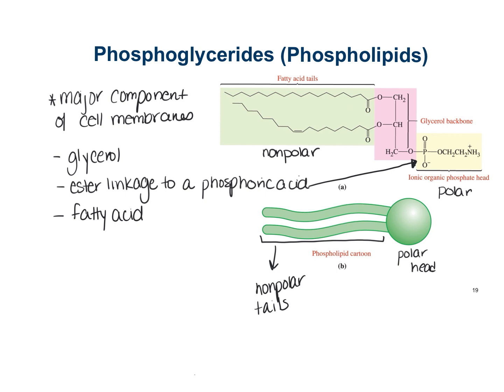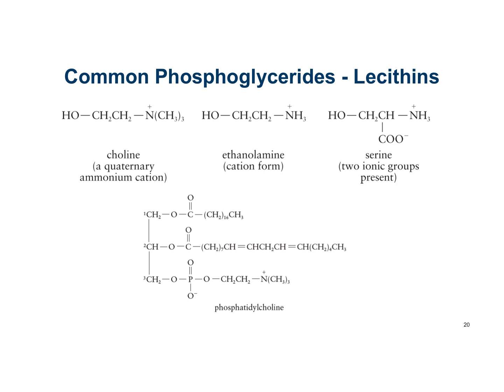Another common phosphoglyceride is lecithin. Before we jump into lecithin, I want to show you a couple of components. The most abundant phosphoglycerides have as one of their phosphate groups either a choline, which is shown here, or an ethanolamine, which is shown here, or a serine, which is shown here. What you're going to notice is there are ionic groups, and here we've got 2 ionic groups. These are the things that most often make up that polar head, that are attached to the phosphate group.